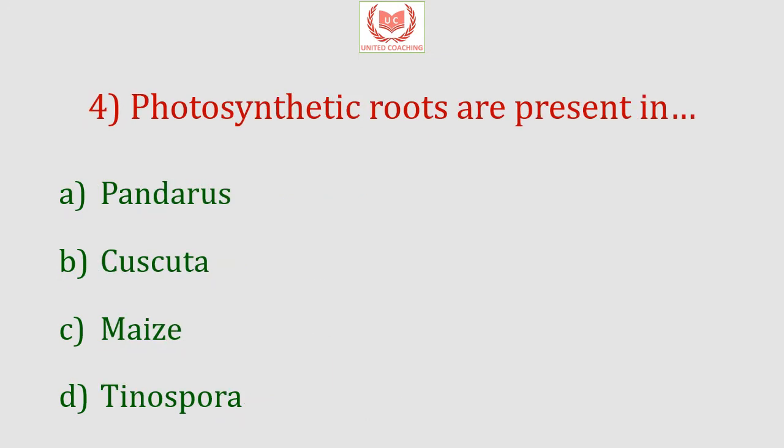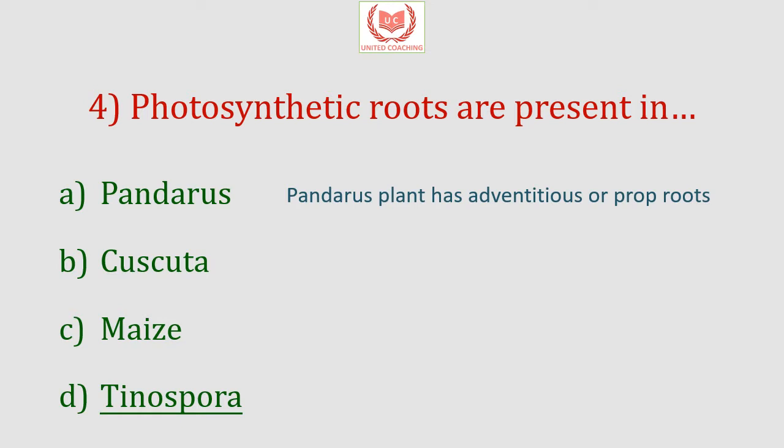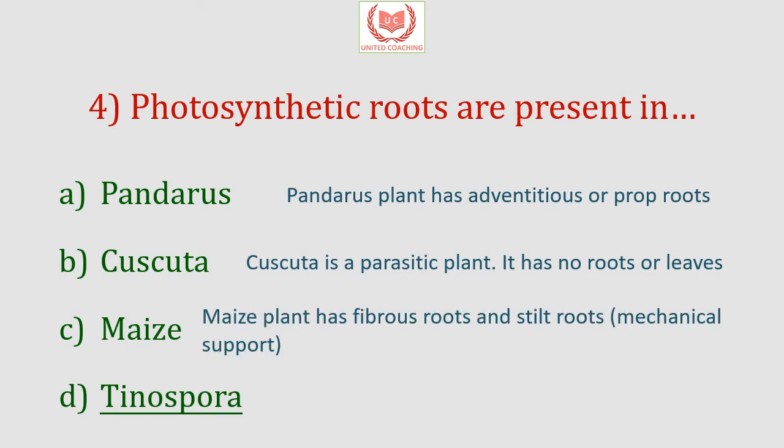B9. Our next question is, photosynthetic roots are present in, is it Pandanus, Cuscuta, maize or Tinospora? So the correct answer is Tinospora. Now Pandanus plant has adventitious or prop roots. Cuscuta is a parasitic plant, it has no roots or leaves, and maize plant has fibrous roots and stilt roots. Now function of this stilt root is to provide mechanical support.